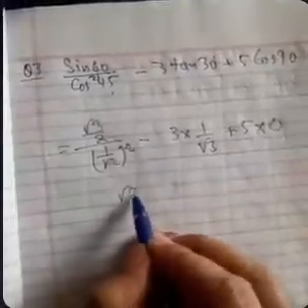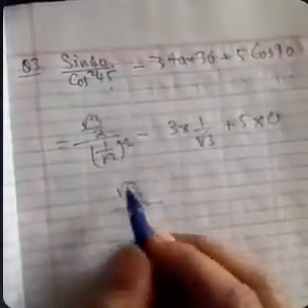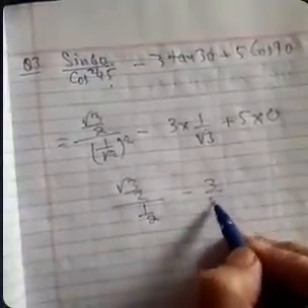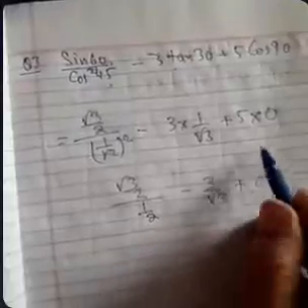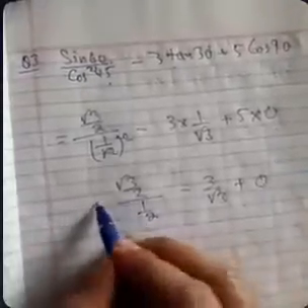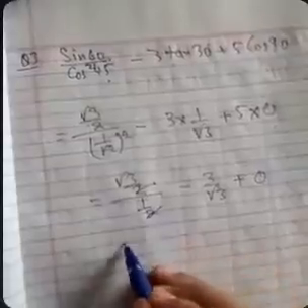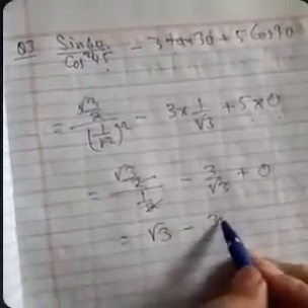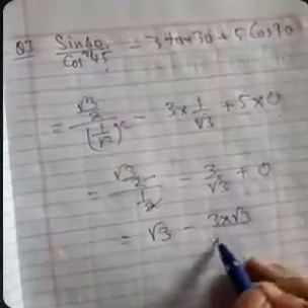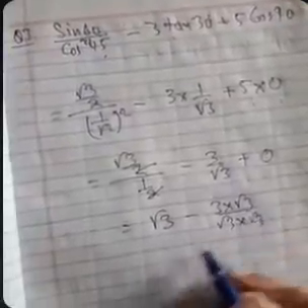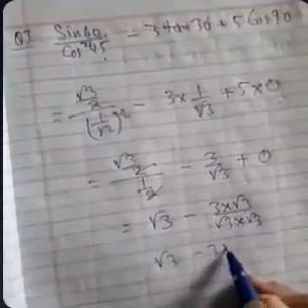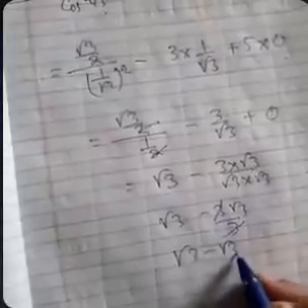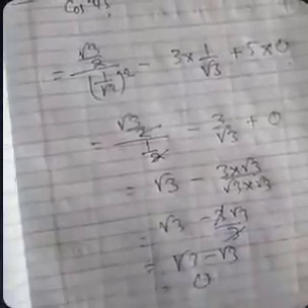Now root 3 upon 2. Now 1 upon root 2 whole square is 1 upon 2. Here is 3 upon root 3 plus 0. 5 into 0 is equal to 0. Look at here, the denominator 2 cancels out. The result is root 3. Now multiply the numerator and denominator by root 3: root 3 minus 3 root 3 upon 3. 3 cancels out. Now root 3 minus root 3, the result comes to 0. This is the answer.